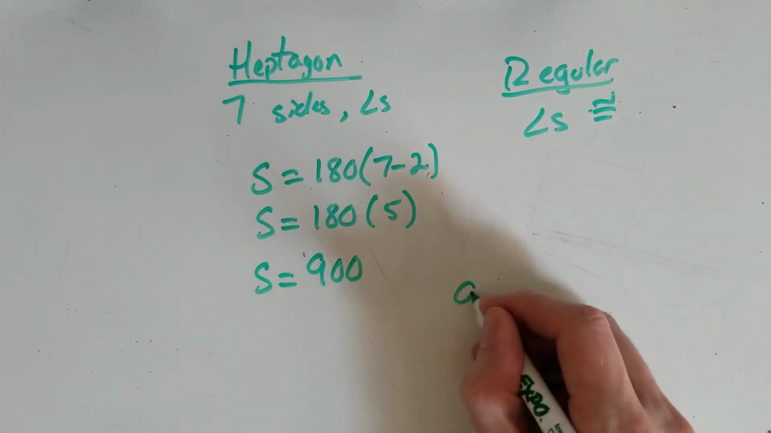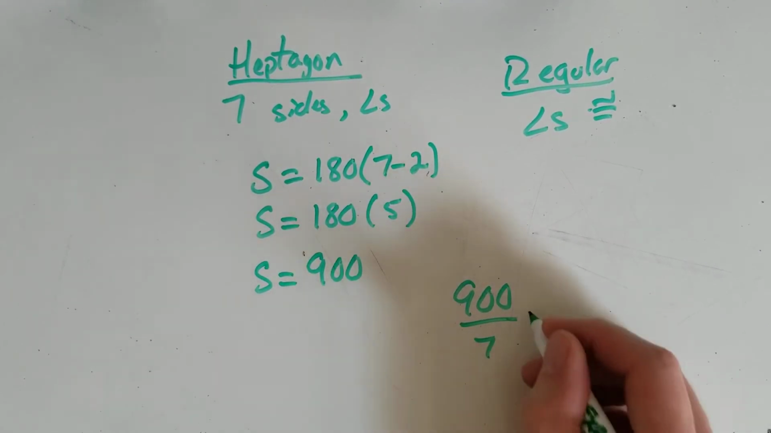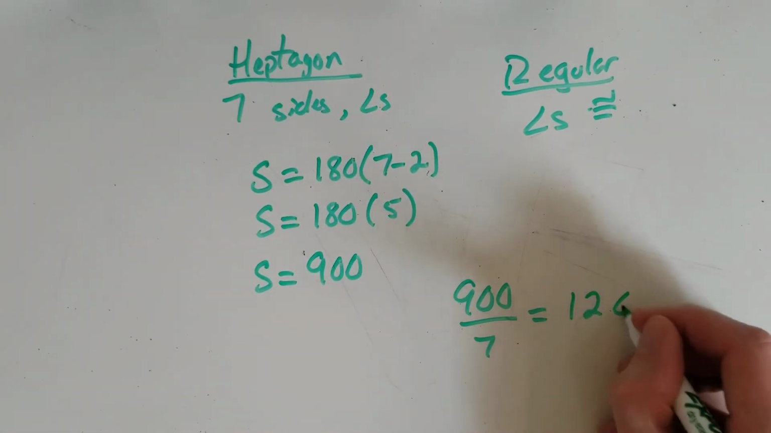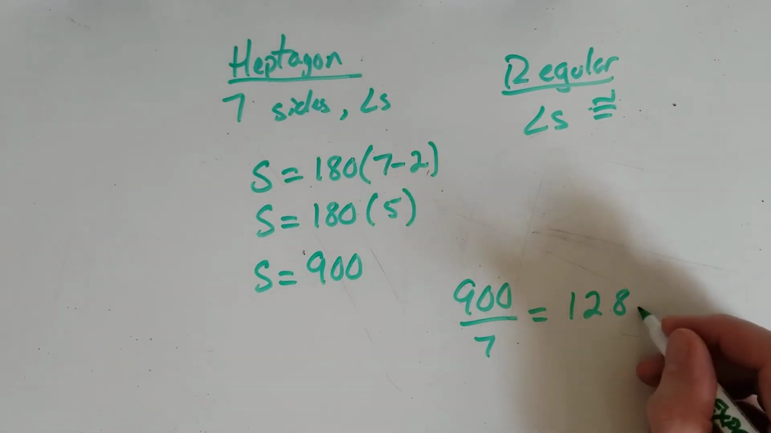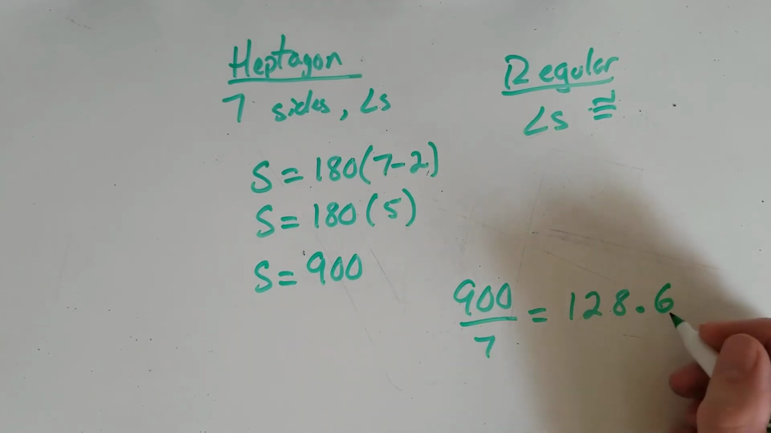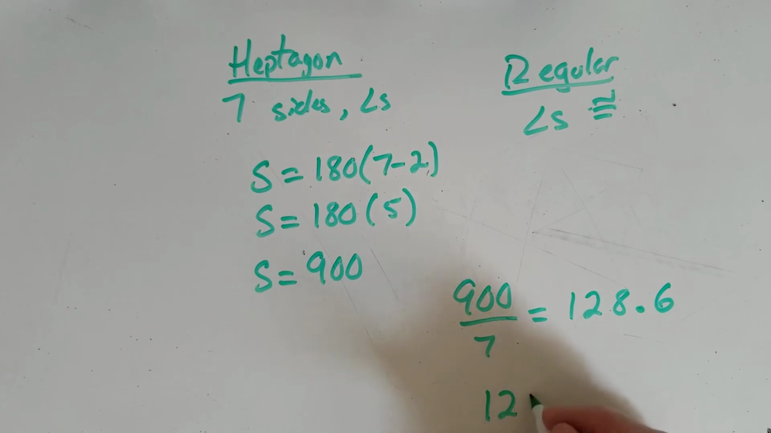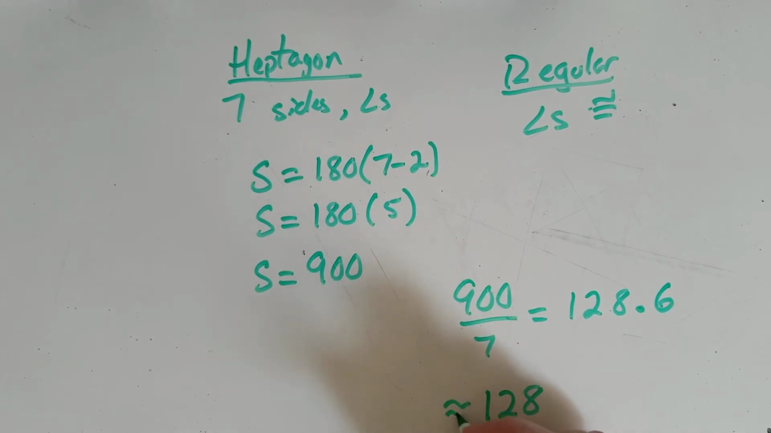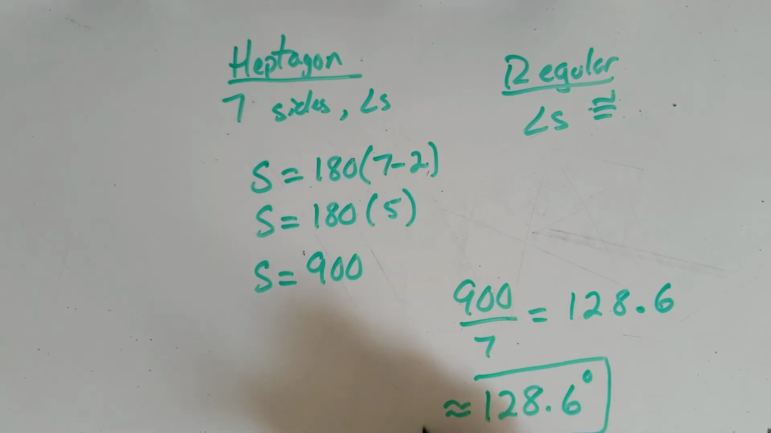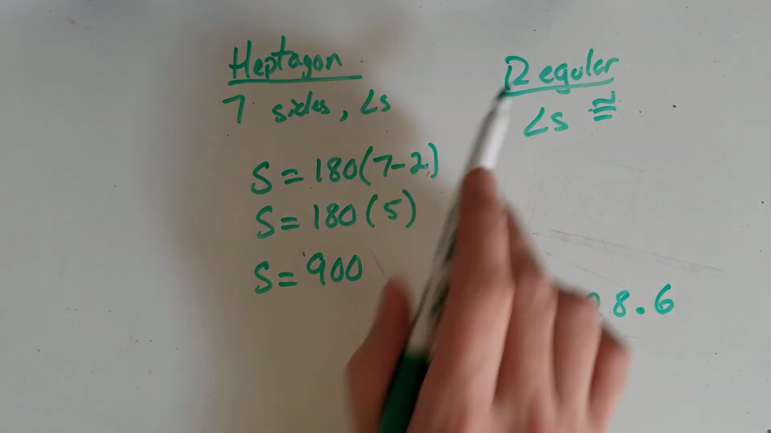So if there's a sum of 900 and there's 7 of them, well, we're going to have to do 900 divided by 7. And when you do this, you're going to see you don't get a really nice number. We'll round to the nearest tenth. So we'll have 128, and when we round, we get 0.6. So each angle will have a measurement, not exactly, but approximately 128.6 degrees. And that would be for a regular heptagon.